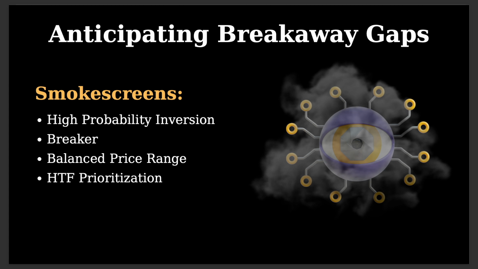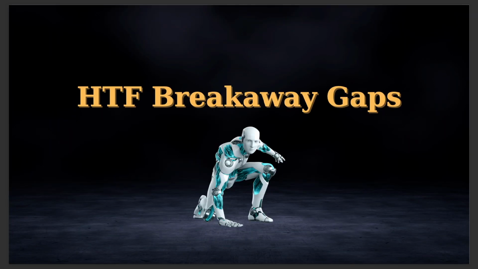So these smoke screens are high probability inversions, breaker blocks, balanced price ranges, and then higher time frame prioritization. And we will discuss this once we get there later on in this lesson. But these are the main four tools that we use to anticipate a breakaway gap. And first, let's look at some examples of higher time frame breakaway gaps.